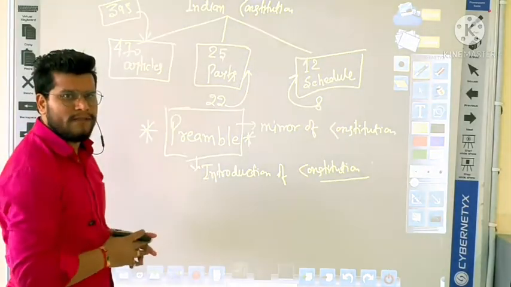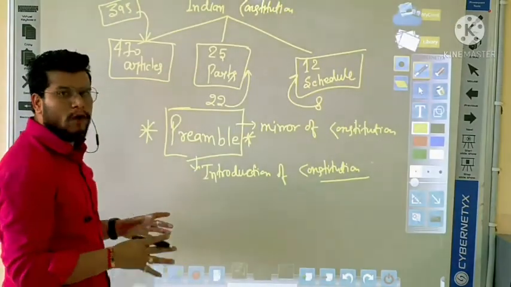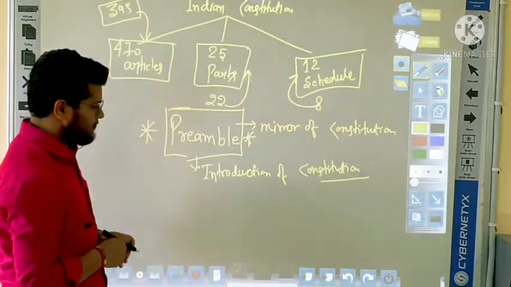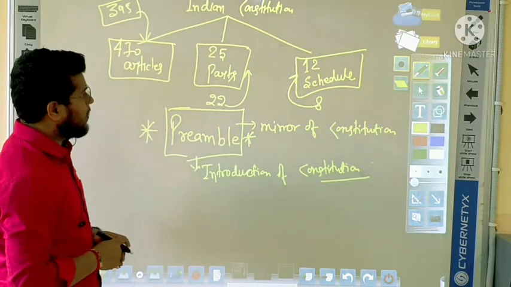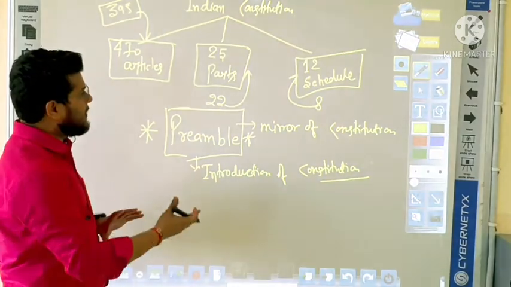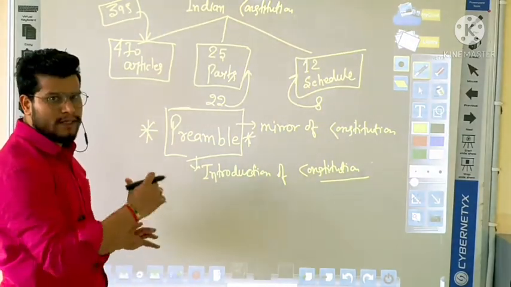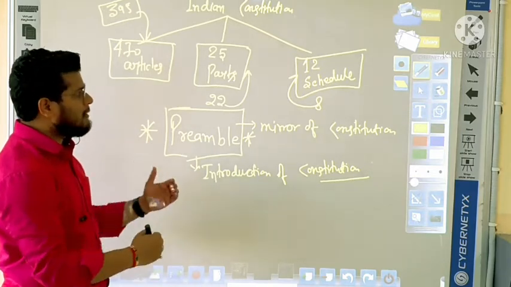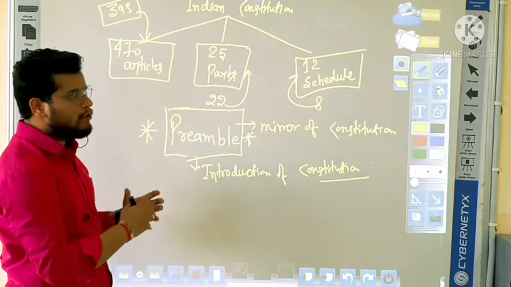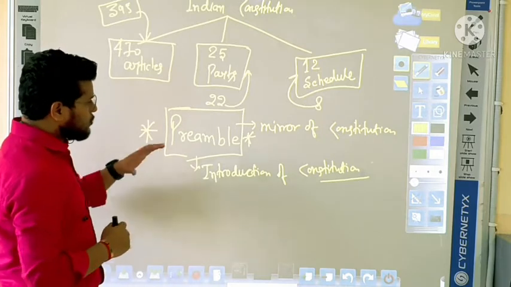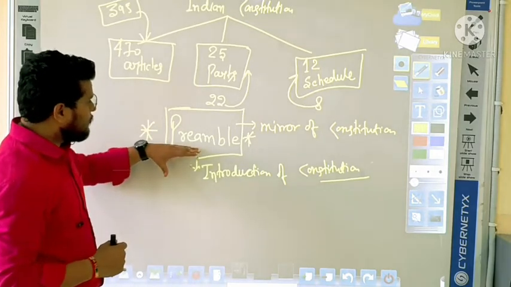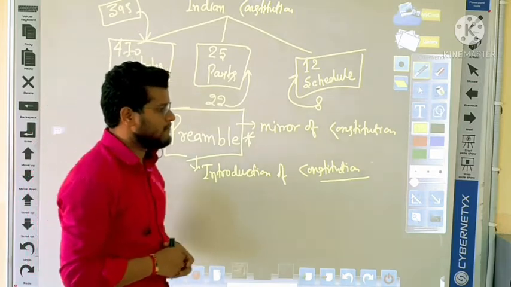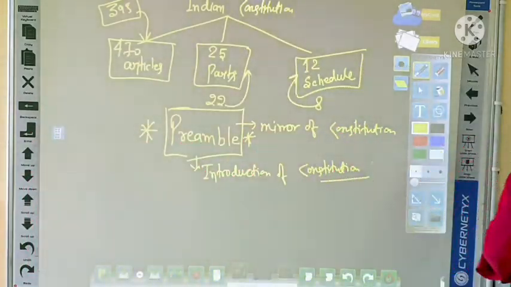Everybody satisfied? Now let us come to our book. Now we understand how many articles, parts and schedules are in our constitution, and we also understand what is meant by articles, parts and schedules, and how all these come under it. Okay, so let's start from our preamble. Let us see our book.